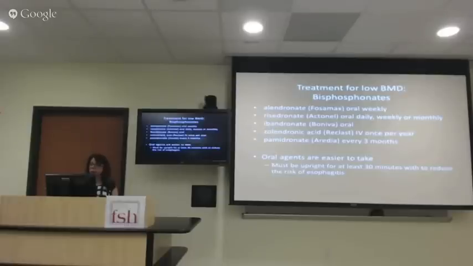The treatment for low bone mineral density, the first-line treatment, is a class of drugs called bisphosphonates. And you might recognize some of the brand names there in the parentheses. The drugs that I've listed are oral as well as IV. Again, an endocrinologist is the primary doctor who might help you decide which one is best for you. Some people prefer to take things orally rather than IVs, but with oral agents, often you have to be upright for 30 minutes to reduce the risk of feeling burning in your esophagus.